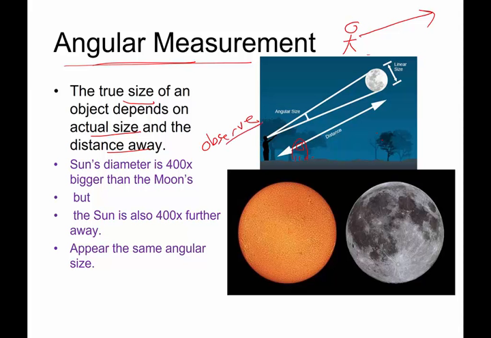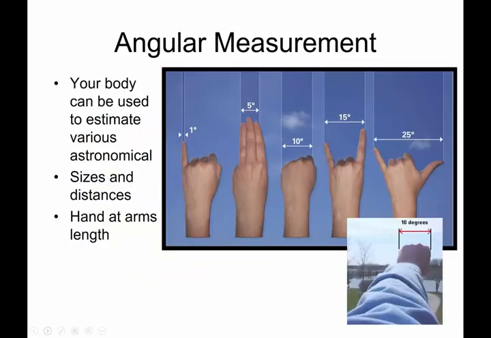The sun's diameter happens to be about 400 times bigger than the moon, but the moon is about 400 times further away. And this is a weird coincidence. It's a weird coincidence that the sun and the moon appear to be the same size in the sky. And it's because of this that we get solar eclipses, total solar eclipses.